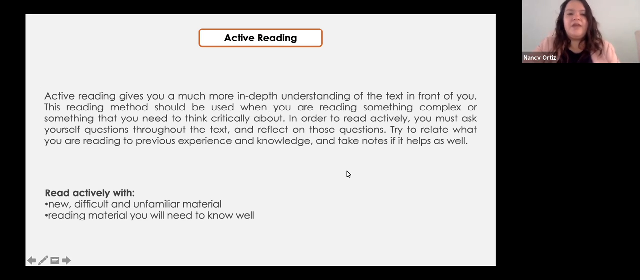Now, active reading gives you a more in-depth understanding of the text that is in front of you, okay? This should be used when you're reading something complex or something that you need to think critically about, okay? So in order to do active reading, you must ask yourself questions through the text and reflect on those, okay? You can take notes also. Remember, when you have an exam, maybe you don't have a lot of time because you have like 1 minute per item question. So there's no time for reflection, but in all of the Cambridge exams, it's important to ask yourself questions, to anticipate the questions. That is good.